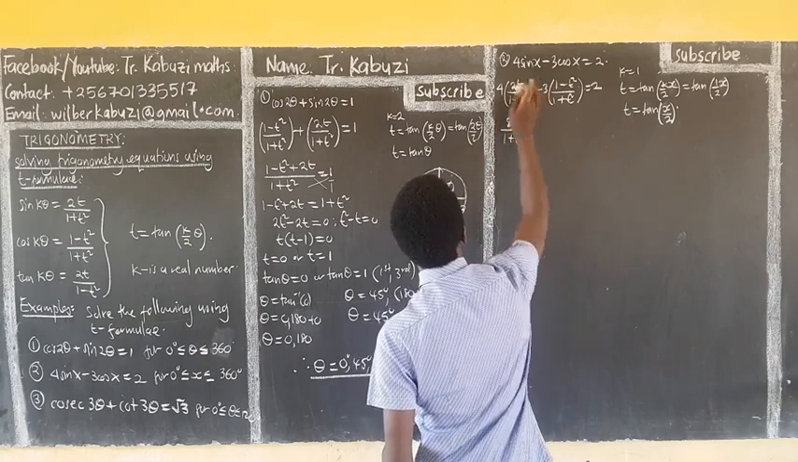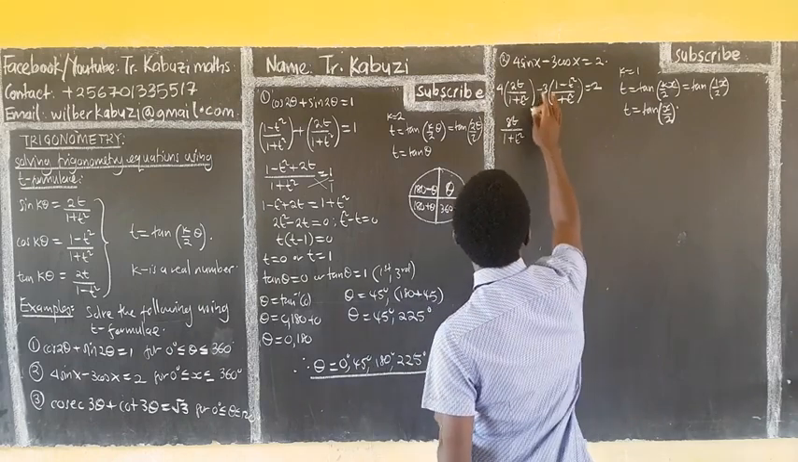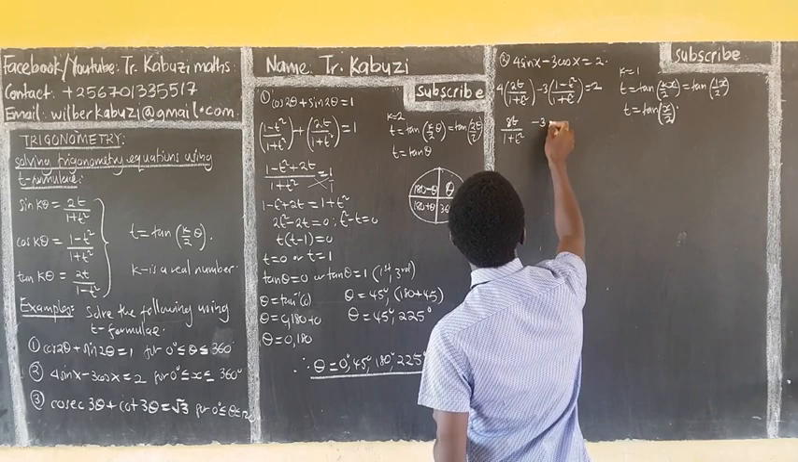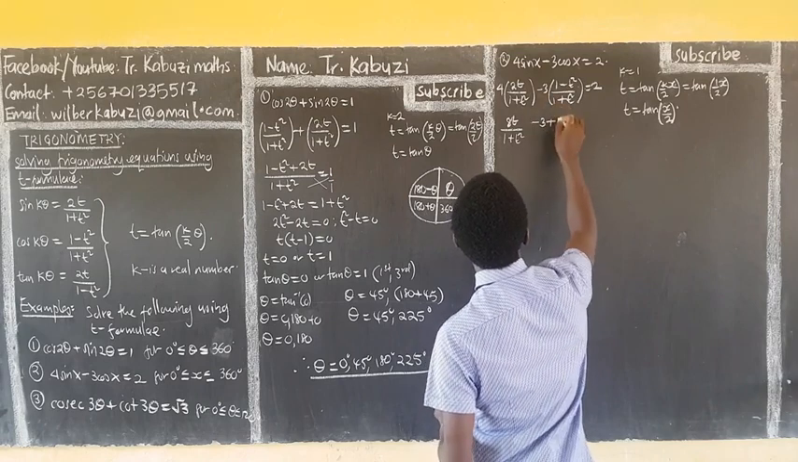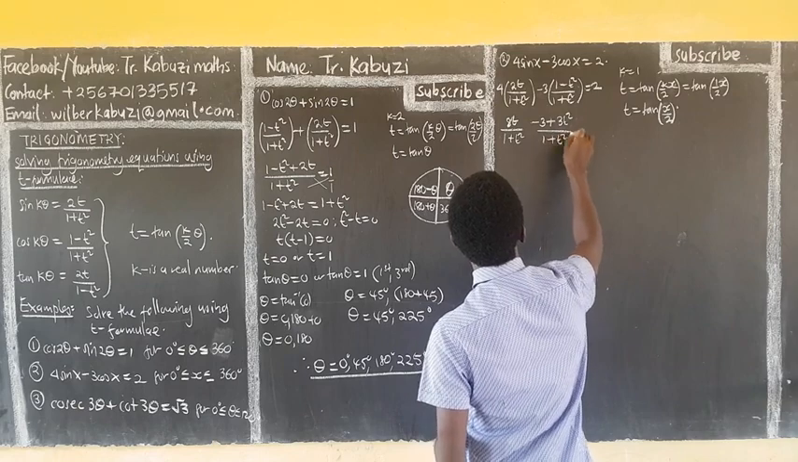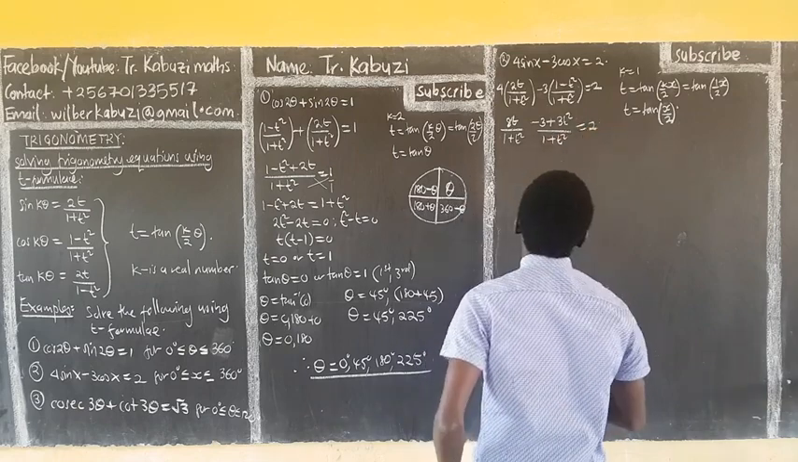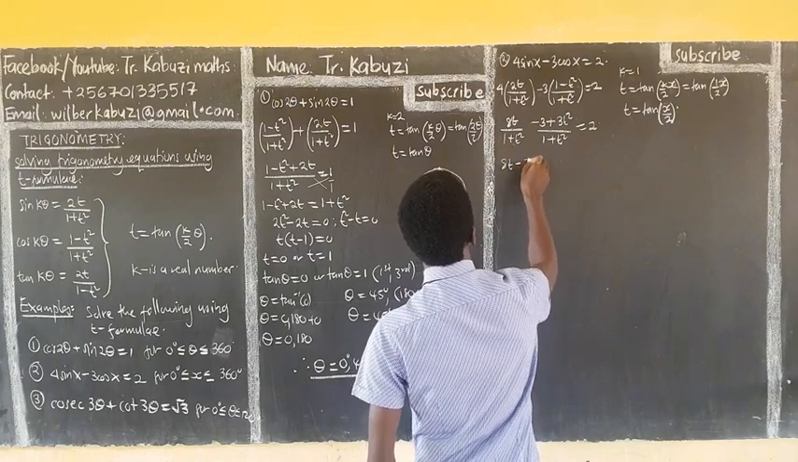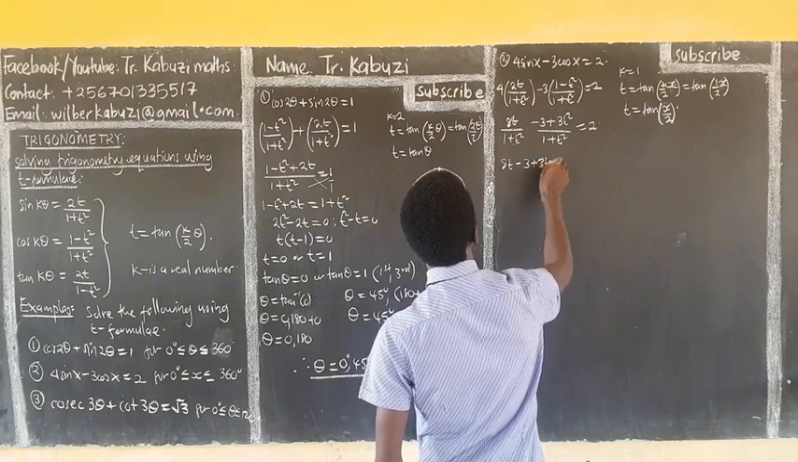This one multiplies on the denominator. Then this times this we have negative 3. Then plus this times this we have 3t squared over 1 plus t squared equaling to 2. So the LCM is the same, so we are having 8t minus 3 plus 3t squared.